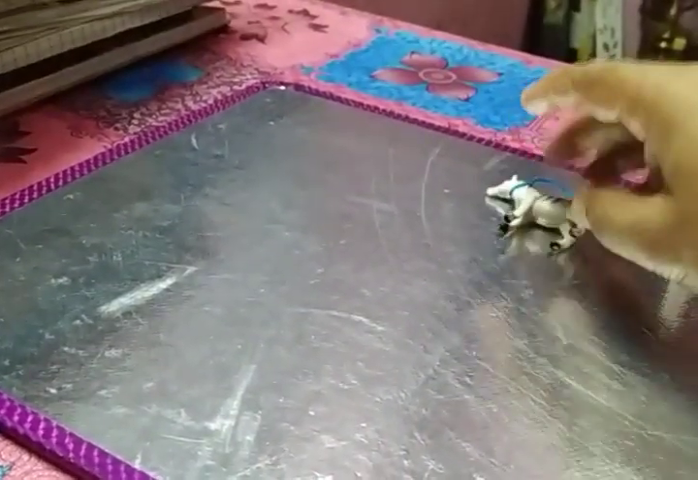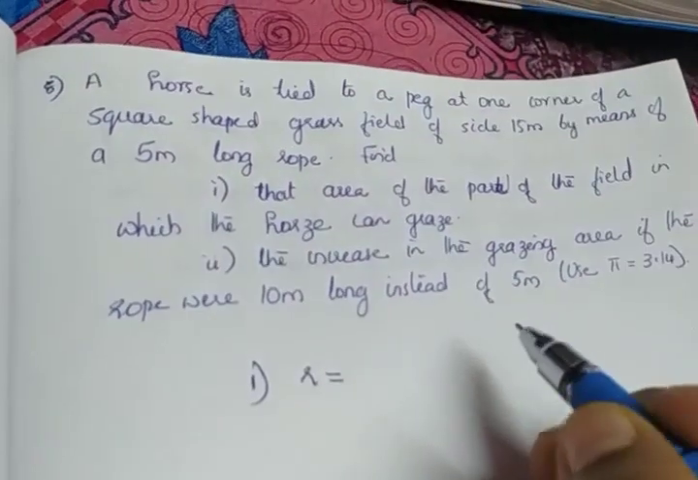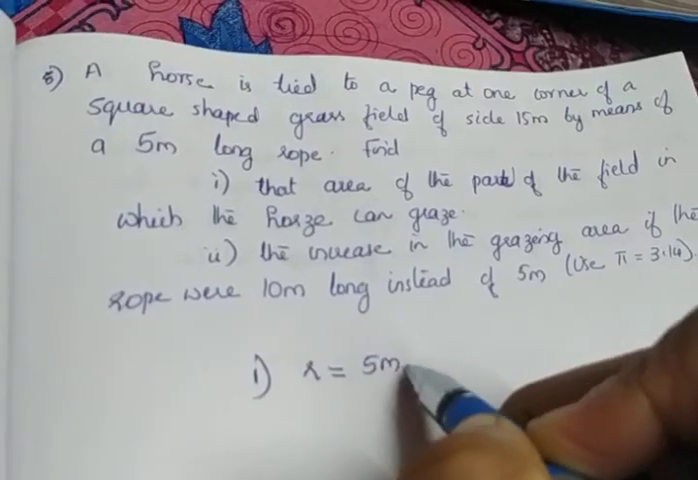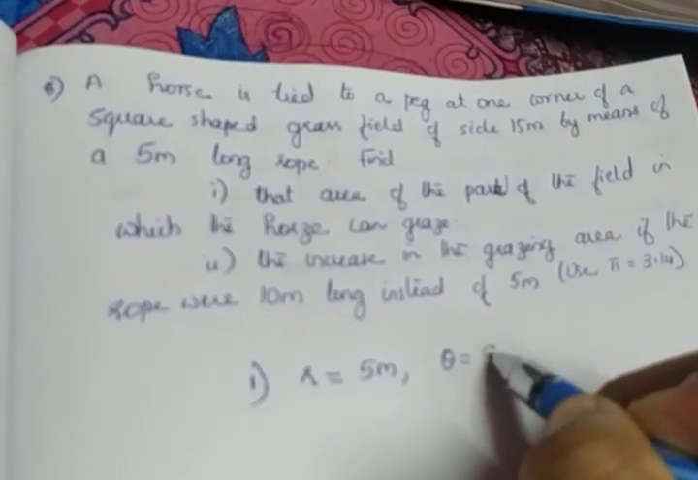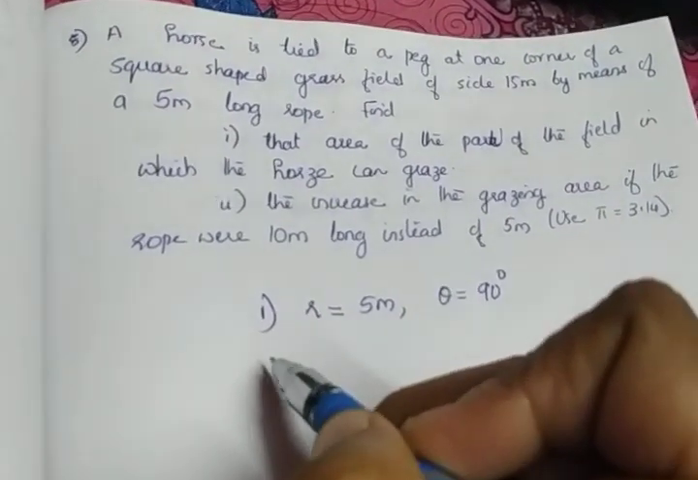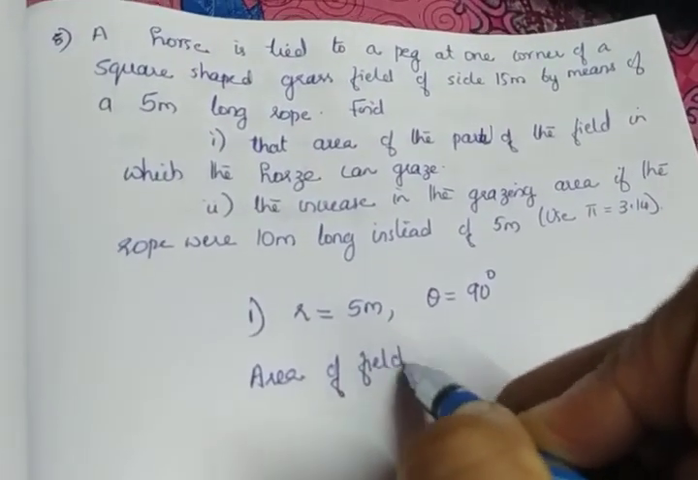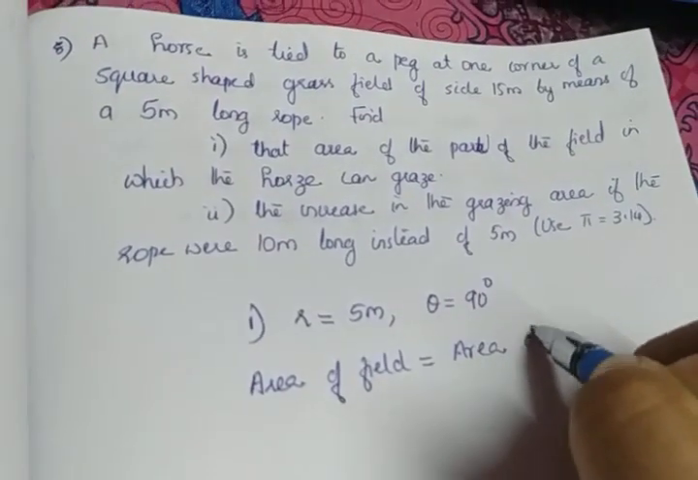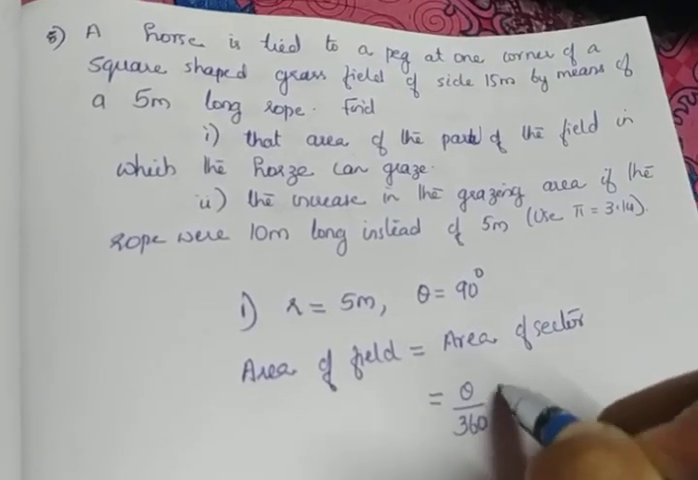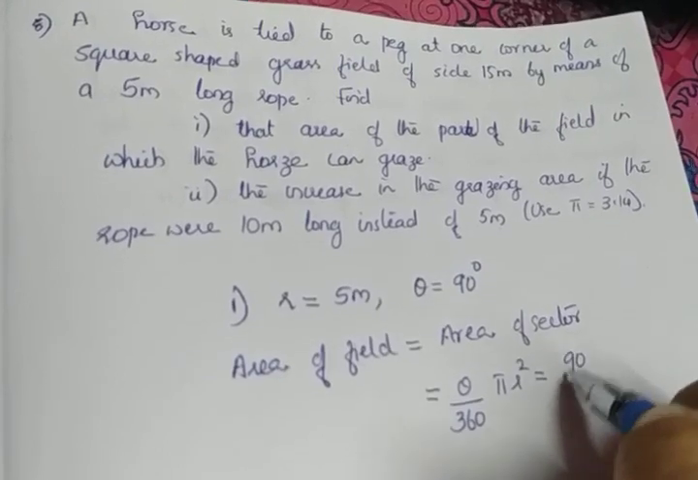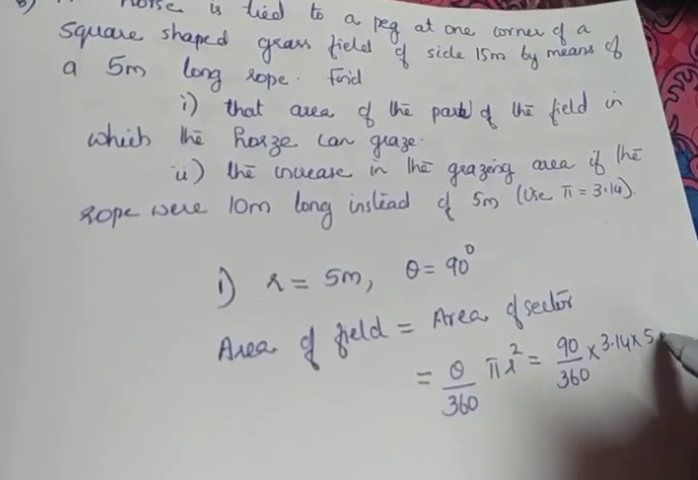Okay, so we will deal with the question. In the first case, the radius will be equal to the length of the rope, isn't it? It is 5 meter. And the angle is actually the angle of the corner. It is the corner of a square-shaped field, so the angle is 90 degree. So the first question is to find the area of the field that the horse can graze. That will be equal to the area of a sector, as we saw that it's in the shape of a sector. What's the formula? Theta by 360 into pi r square. Theta is 90. 90 by 360 into pi, given in the question as 3.14, into 5 into 5.